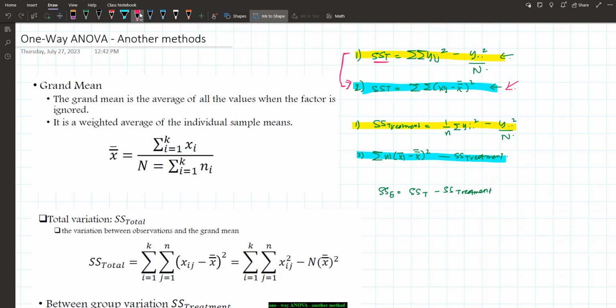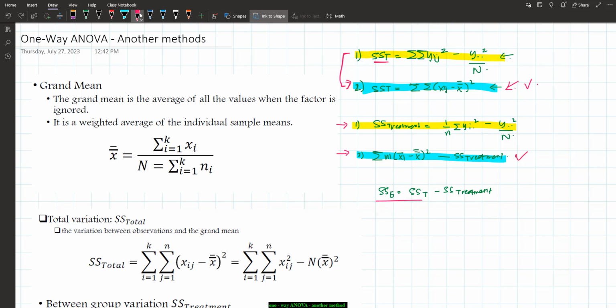For the sum of square treatment, or between group, previously we looked at the first formula, right? In this video we're going to look into the second formula, which is summation of ni multiplied with X bar i minus X bar bar, squared. So these two formulas will be shown in this video.